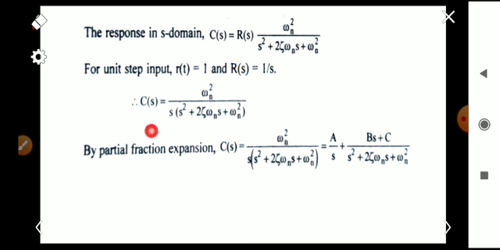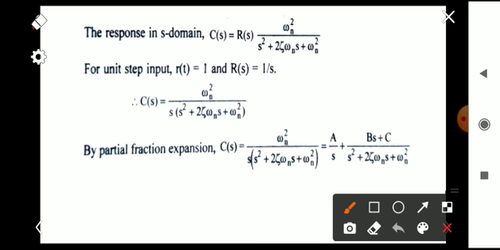So c of s becomes omega n square divided by s into s square plus 2 zeta omega n s plus omega n square. And we have to take the Laplace inverse of this c of s for obtaining c of t. That is our time domain response, that is c of t.